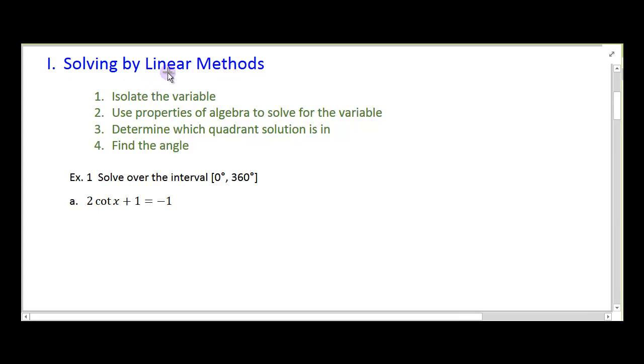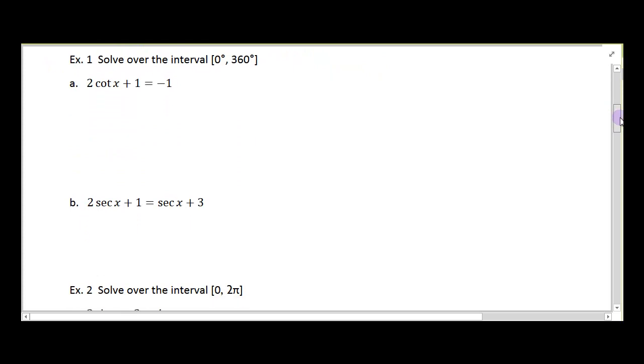Now, you're pretty familiar with this because it's what you've been doing to solve algebra equations for a long time. We would isolate the variable, use the properties of algebra to solve, in other words, addition, subtraction, or maybe we would divide off a coefficient. Once we get our trig term, which is the variable, isolated, we would determine which quadrant the solution is going to fall in, and then we use the inverse in order to solve for the angle. So we're going to look at this first set of examples, and for them I'm looking at solutions that fall between 0 and 360 degrees. So I'm doing degree measurements here.